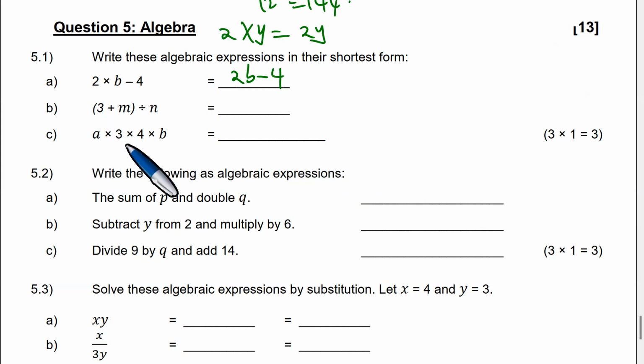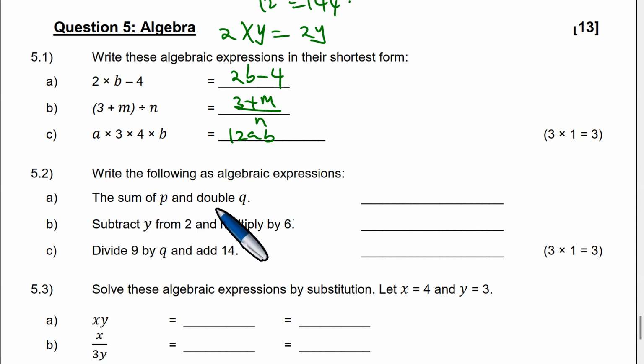What is the answer here in B? Three m plus 3m divided by n. Yes, it's going to be m, 3 plus m over n. This one, a times 3 times 4 times b. What's the answer? A times 3 times 4b. Yes, 3 times 4. What is 3 times 4? 12. 12ab.